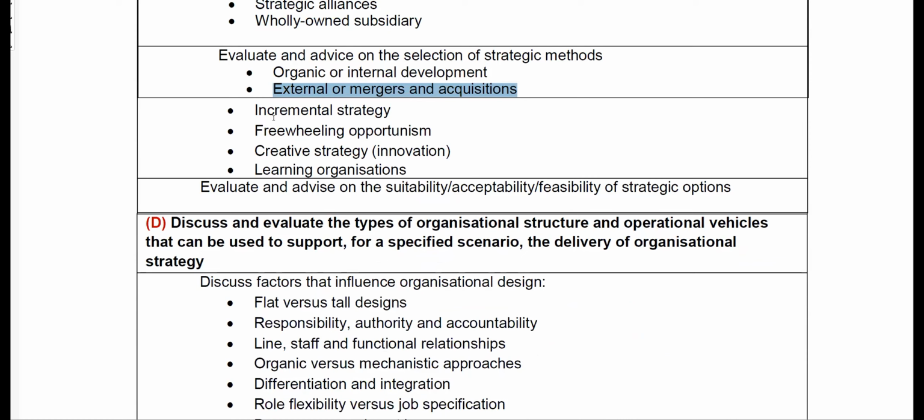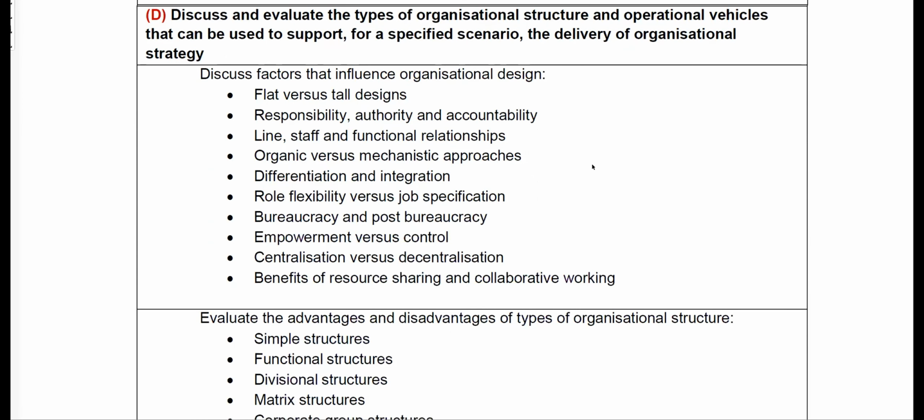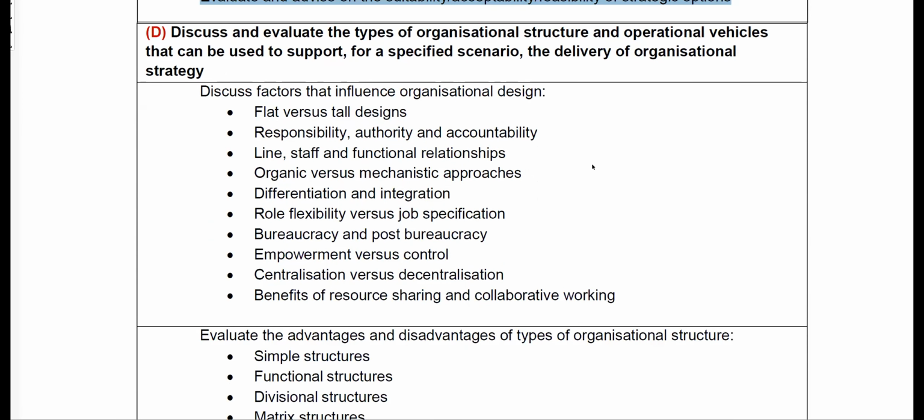So incremental strategy, freewheeling opportunism, creative strategy, learning organizations, these are all ways that you can look at how organizations can perform in terms of pursuing a particular strategic method, right? Then when you finish, you know how to evaluate strategies. And evaluating strategies, we use suitability, acceptability, and feasibility. Okay, so please remember these ones. The next one is to look at what? Organizational structure, culture, and strategic change.